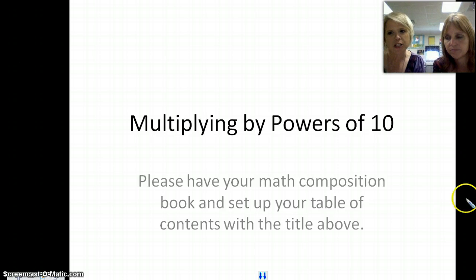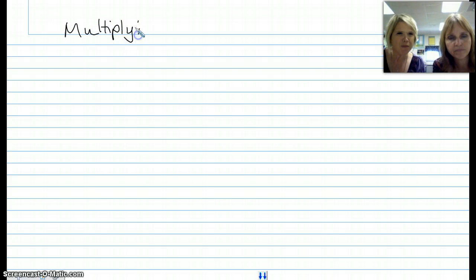All right, so what we're going to do is talk about powers of 10. Before we can multiply, we have to know what we're doing. When I ask you to multiply 7 times 10, you have to know what to do, right? I should have already written this, but there's no pausing for me. Multiplying by powers of 10.